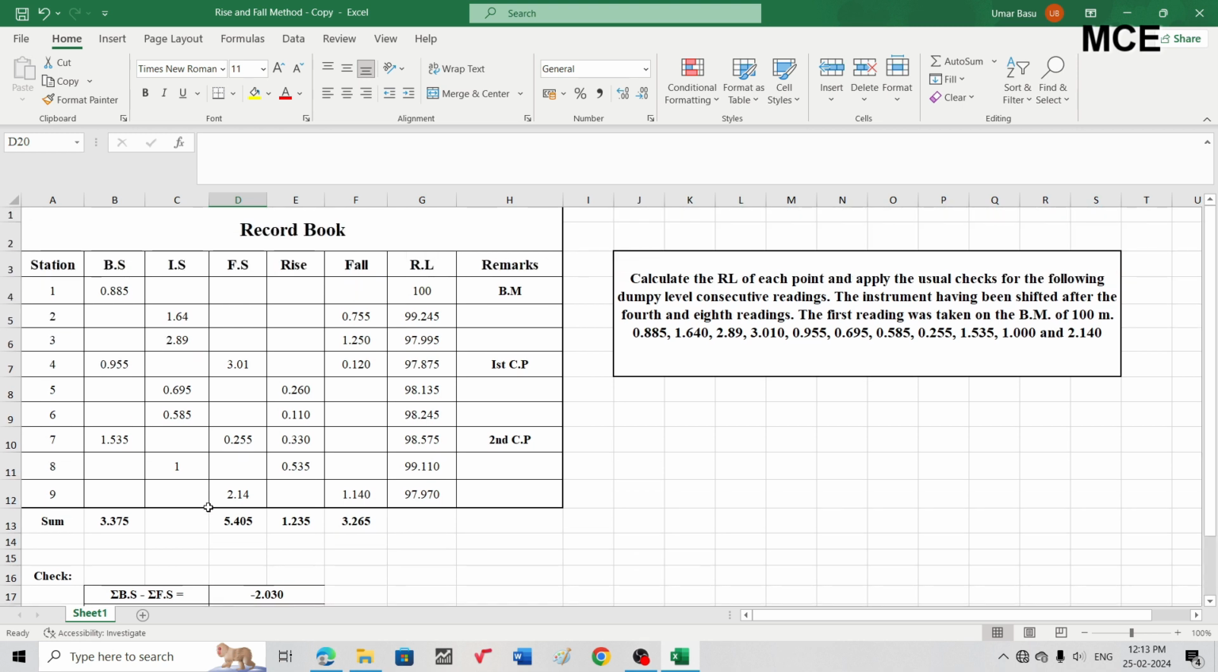Okay, so this way you can use the rise and fall method to calculate the reduced levels of each point.